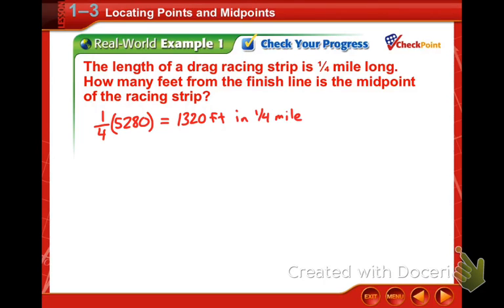So now what we need to do, since that's a quarter mile, the midpoint is what we're looking for. We're going to take this 1,320 and divide by 2. And that comes out to be 660 feet.